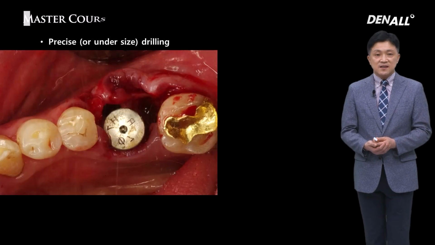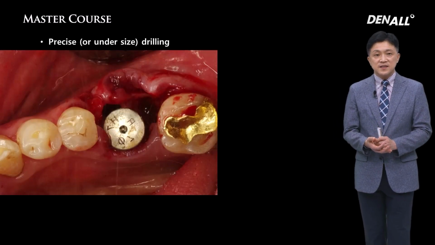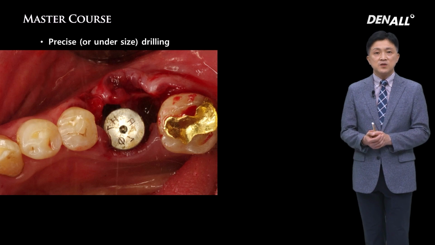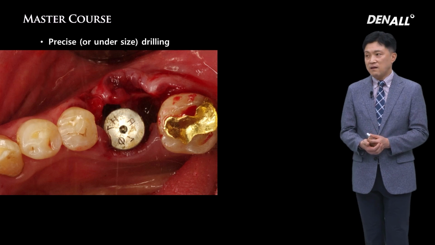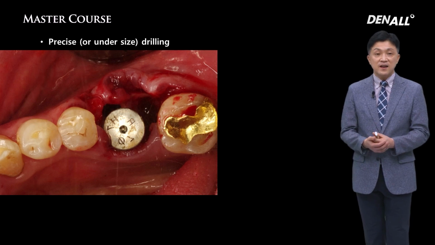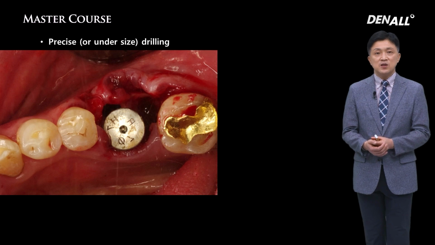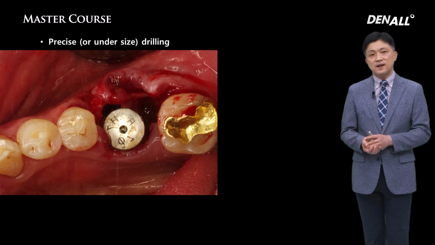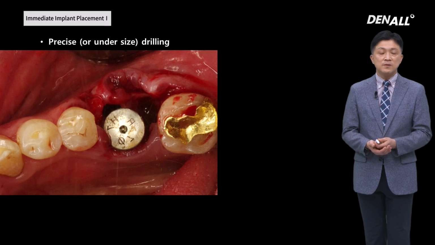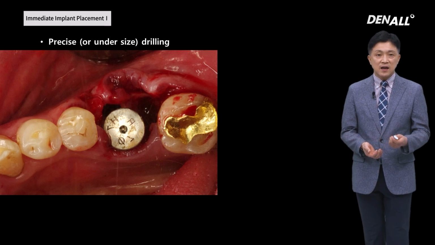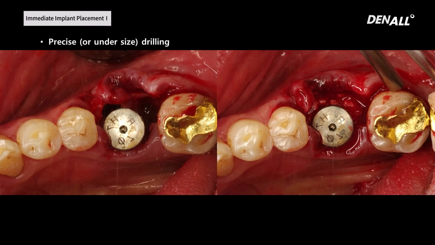The healing abutment is connected. In immediate implant placement cases, it is very difficult to get primary closure, and realistically speaking, it's impossible. In one-stage surgery, you do a transmucosal bone graft and connect the healing abutment. And the bone graft is done and suture is done.